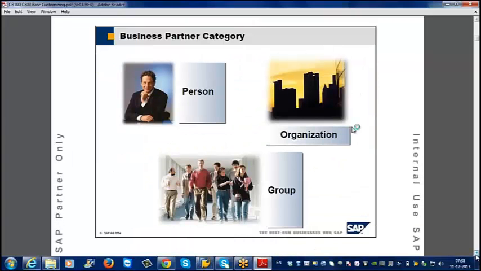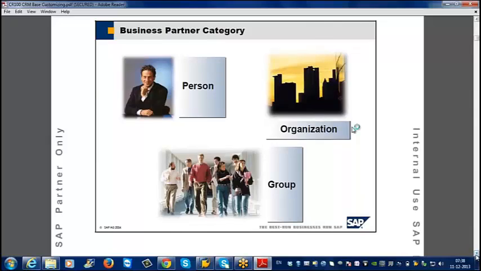Whenever you try to create a business partner in R3, you have a specification that you need to choose an account group, which forms the basis to create your business partner, right? But in CRM, whenever you try to create a business partner, you need to create it within one of these categories: either a person, or an organization, or a group.